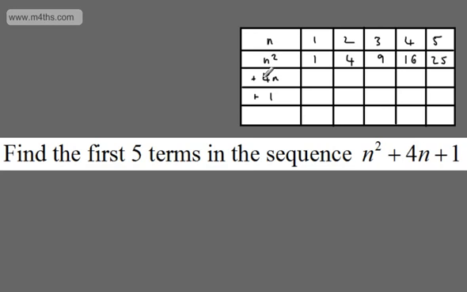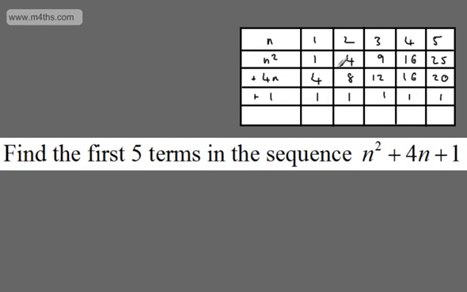We're going to have plus 4n. Well, that's going to give me 4 lots of 1. So I'm going to add 4, I'm going to add 8, I'm going to add 12, I'm going to add 16, and I'm going to add 20. I now add 1. If this was minus 1, we would subtract it away. So I'm just going to add 1.